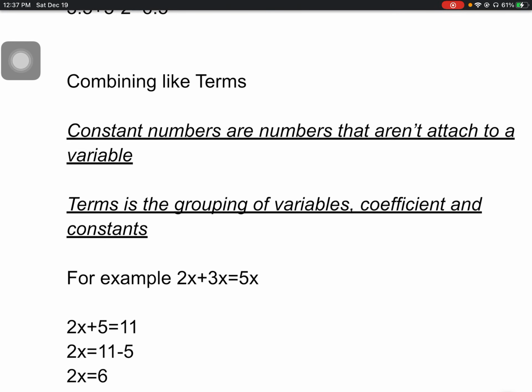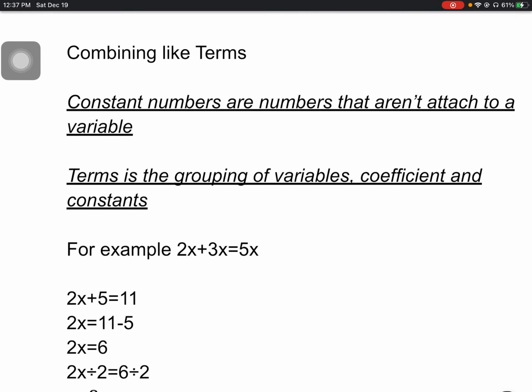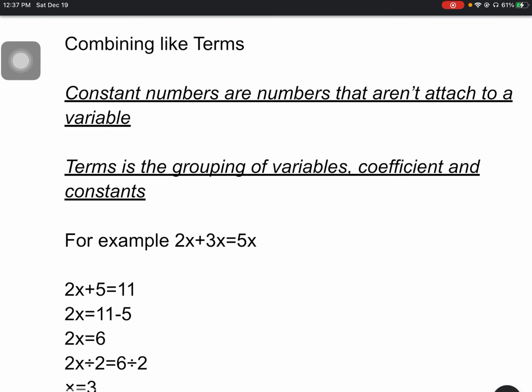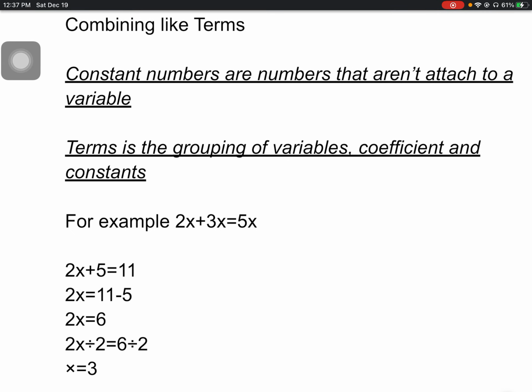Then since it's 5x, which is 5 multiplied by x, to get rid of the 5 in front, we just divide by 5 because the opposite of multiplication is division. And since we do it on one side, we have to do it on the other side. So it'll be 5x divided by 5 equals 6 divided by 5.